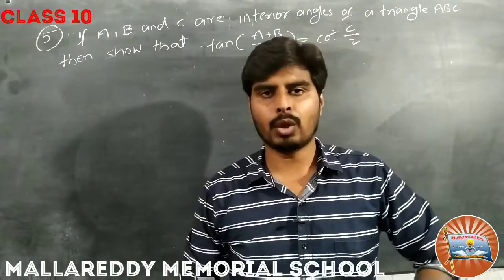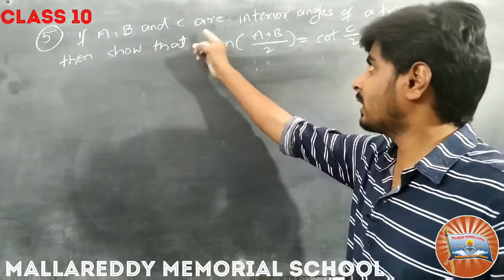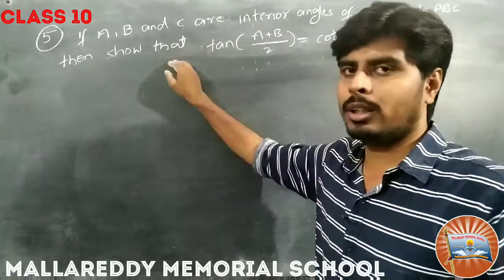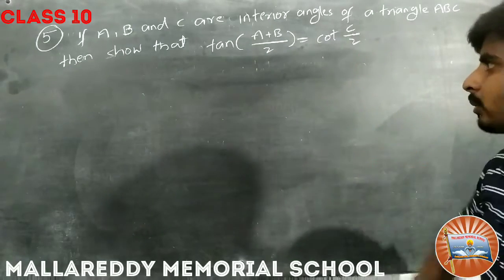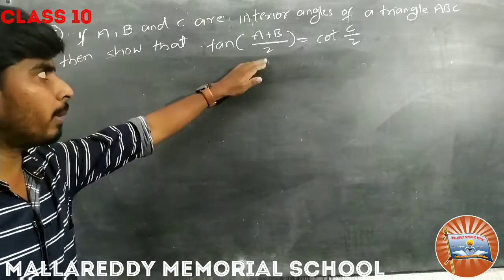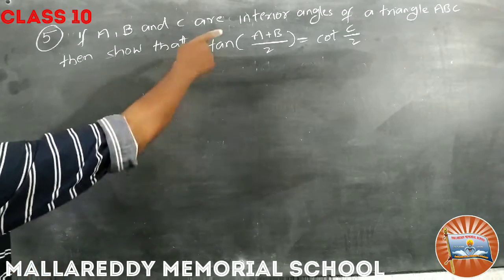Exercise 11.3, problem number 5. Look at the question, ma. If A, B and C are interior angles of a triangle ABC, then show that tan of (A plus B) by 2 is equal to cot C by 2. So we have to prove tan of (A plus B) by 2 is equal to cot C by 2 here by using this interior angles concept.